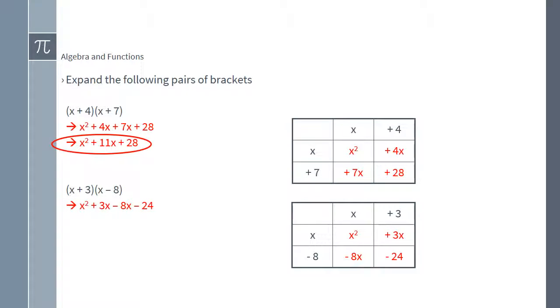x squared plus 3x minus 8x minus 24. Again, collect up the like terms. That would be the x's. 3x minus 8x, x squared minus 5x minus 24.